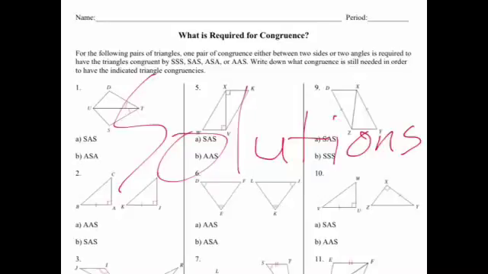Alright, time for the solutions for the what is required for congruence assignment. So in this first section, it gives you a figure and you have some sort of congruent requirements. And you say what's missing in order to get the congruence by side angle side or angle side angle or angle angle side, whatever is listed.